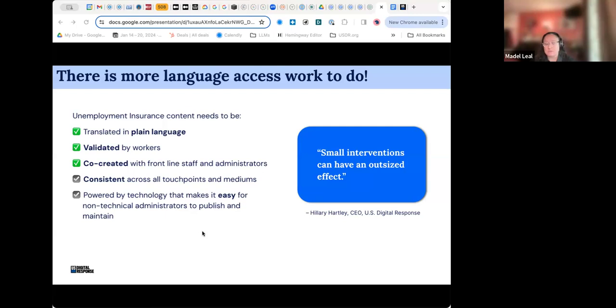And then, we still find that all unemployment insurance or any content in the social benefits arena should be consistent on all touch points and mediums, powered by technology that makes it easier for non-technical administrators to publish and maintain. And Marcie's going to speak on that piece a little bit, on how we're thinking about scaling this work moving forward.